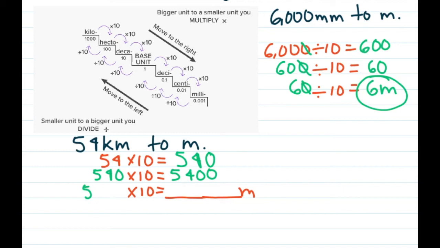Now, 5,400. I multiply again times 10, so I add another 0. That's going to be 54,000. See, I was only adding zeros, and that is the answer. This is going from kilometers to meters.